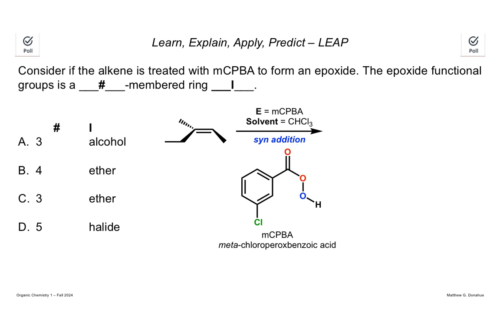So if our model alkene is treated with MCPBA, we form an epoxide. The epoxide functional group is a 3-membered ring ether. So that's what our epoxide is going to look like. And of the 2 carbon atoms, we see they come from the alkene carbon atoms. All we're then doing is just drawing in the substituents with the cis or trans geometry that you started with.